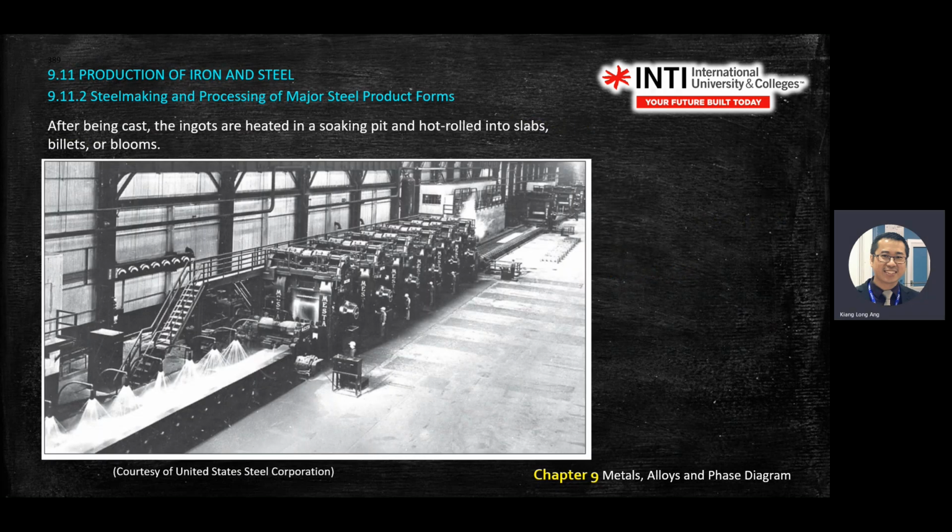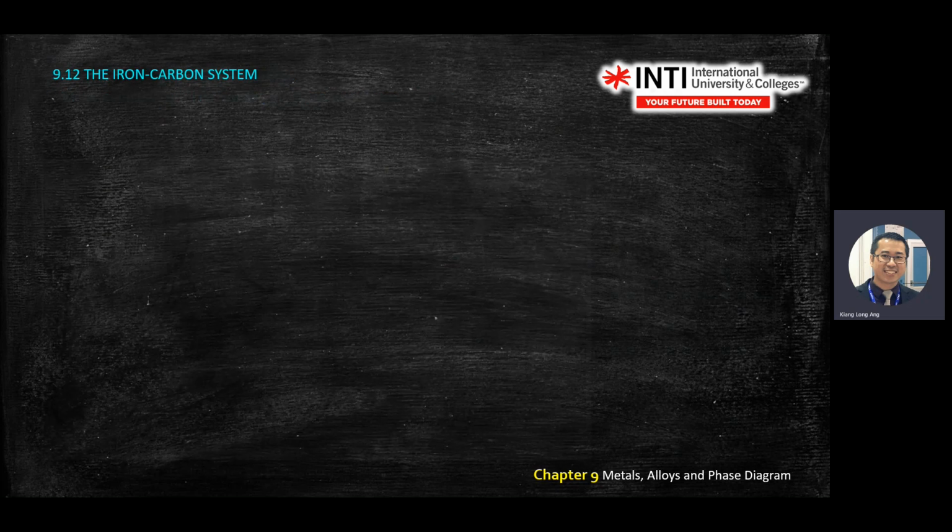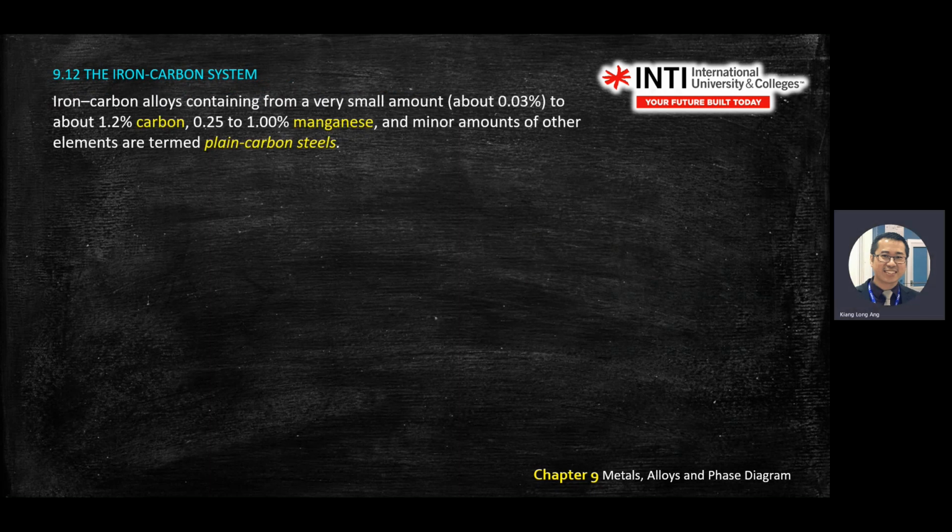Okay, this is the production floor if you work in the steel industry. Why do we show you all this diagram? Because the next phase diagram, we're going to touch on the iron carbon system. Okay, iron carbon system.